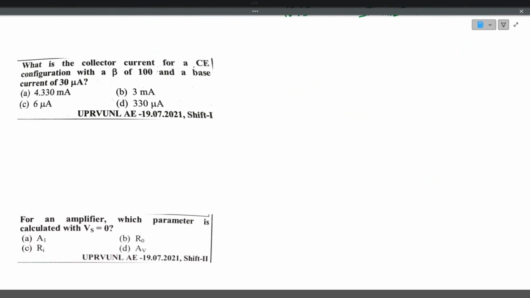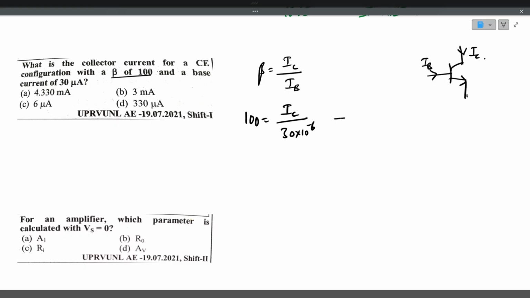What is the collector current for CE configuration with a beta of 100 and a base current of 30 microamps? So what is beta? Beta is nothing but the amplification factor of the CE amplifier. For a common emitter amplifier, the input current is the base current and the output current is the collector current. So output current IC divided by input current IB is the current amplification factor. Here beta is 100, IC is not given, IB is 30 microamperes. If you calculate, IC equals 3 milliamps. So the answer is option B.